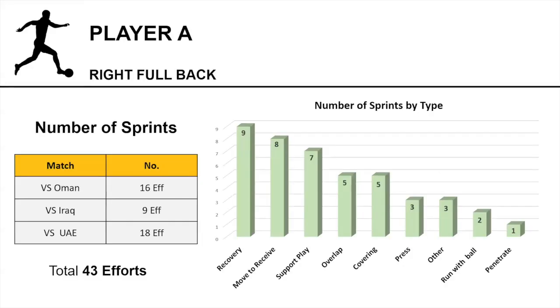Then I brought some example data that I created in this competition here. Let's compare two fullbacks' profiles here. Okay, player A was right fullback and he had done a total of 34 sprints throughout 3 matches.